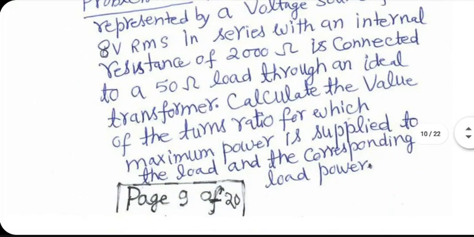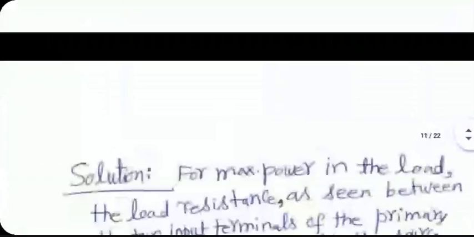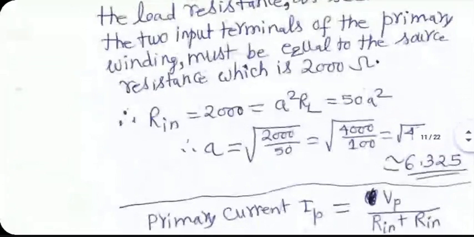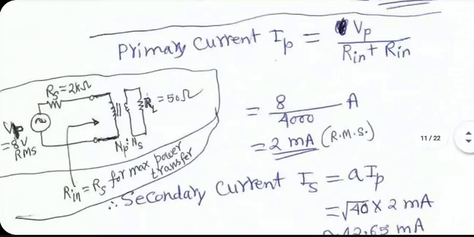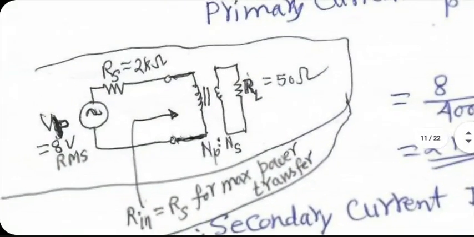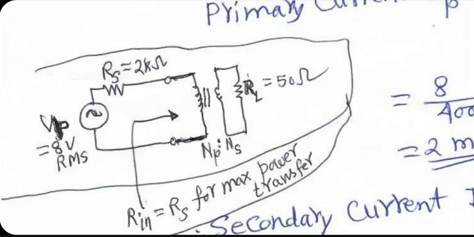Now, the second part of the problem is calculate that load power which is transferred when this condition obtains. Primary current, obviously, I've drawn the diagram. Yeah, this is better. Now you can see how it is. You have the source, the internal resistance of the source, the load on the right hand side, which is transformed into A square RL on the left hand side. So A square RL and RS are equal for maximum power transfer.